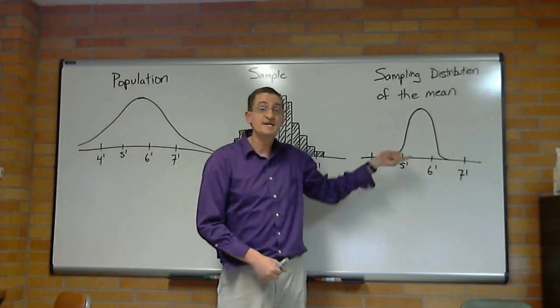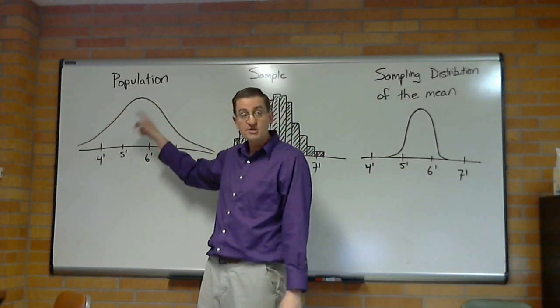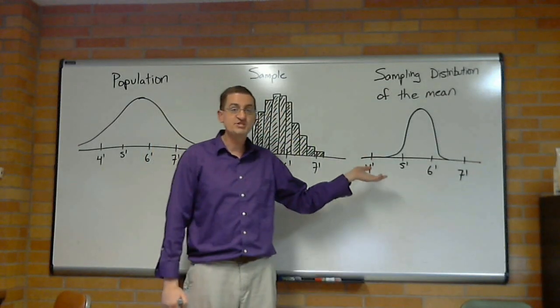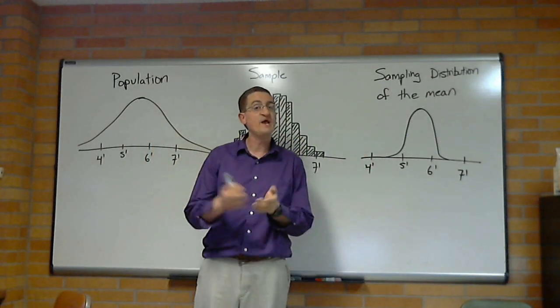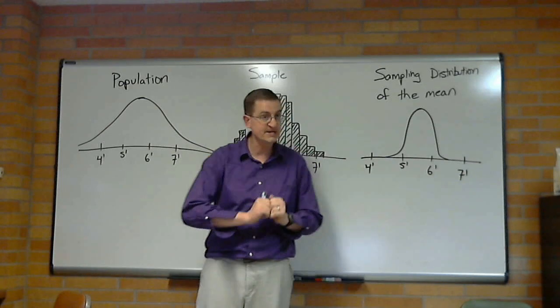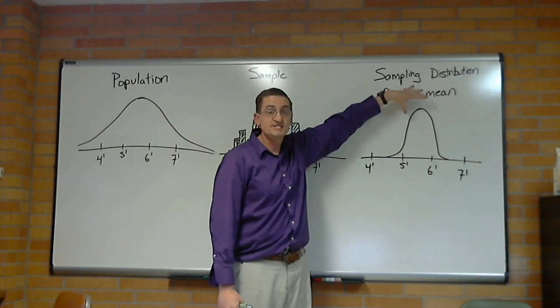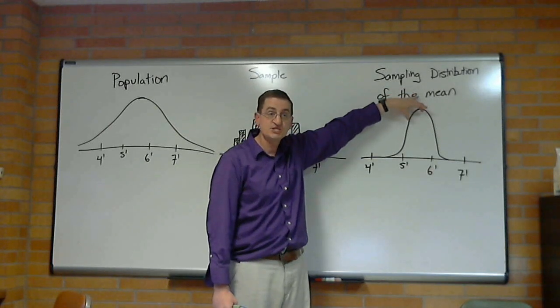Notice it still has a nice bell curve shape. That's because we started with a nice bell curve shape. If it was normal before, the average has probabilities that are also normal. What happens if it's not normal? We'll talk about that in a second. Right now, I want you to notice this became skinnier. The standard deviation here is smaller.